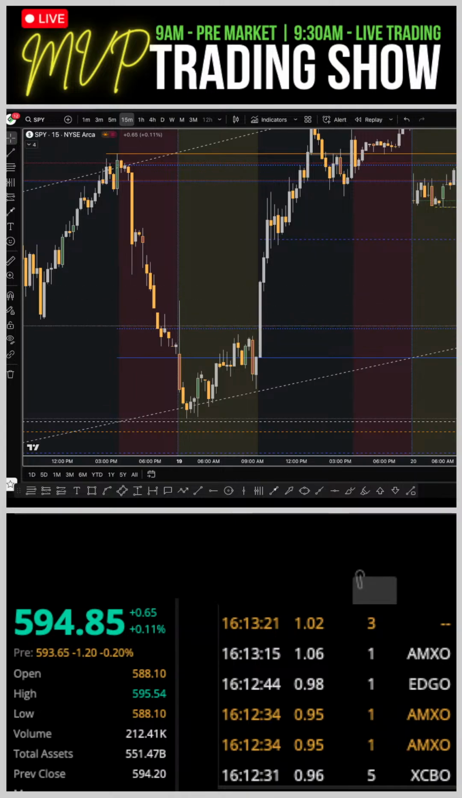Remember, we filled the gap yesterday. We can take that off, or we can leave that on. That is still a key level. I like to leave it on there. It's right there at that 589.04, and that 588.09 is there as well.